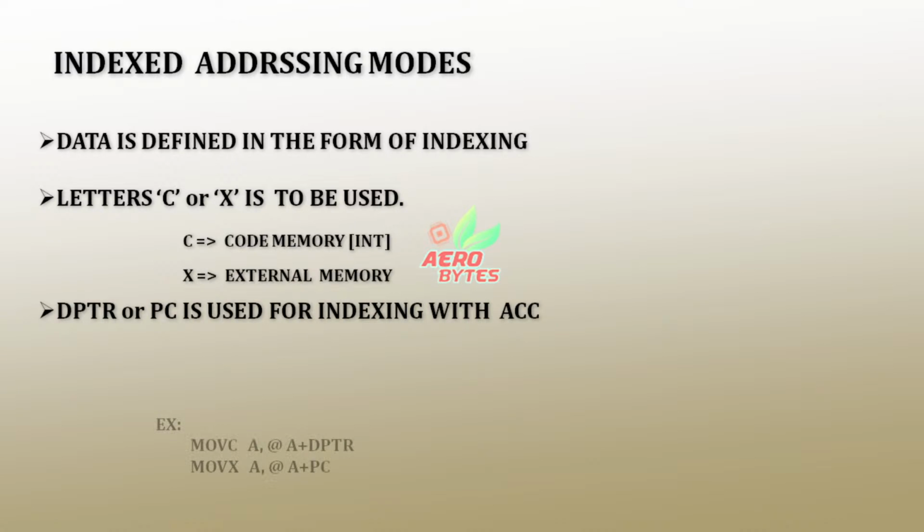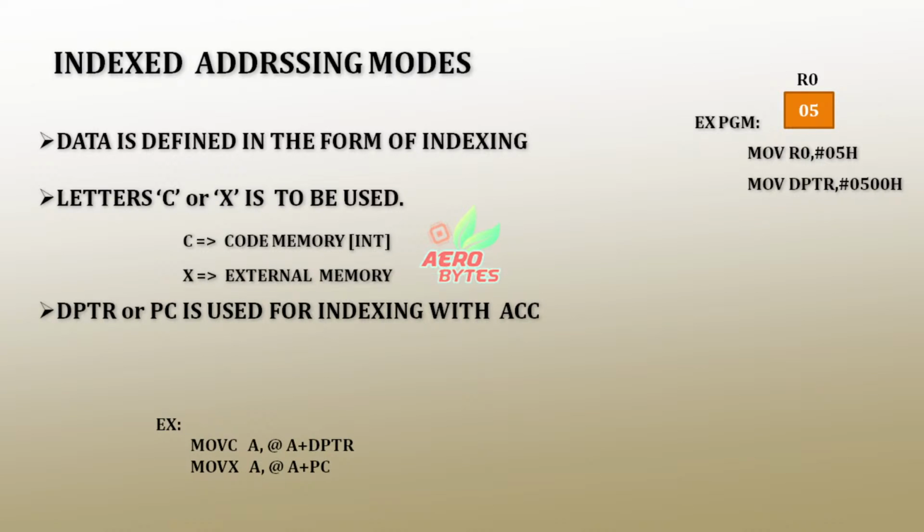For example, MOVC A comma @A plus DPTR. I'm explaining this A plus DPTR in some other program. Move R0 comma #05. The value 05 is transferred to R0, and then move DPTR comma #500h. The value 500h is transferred to data pointer.